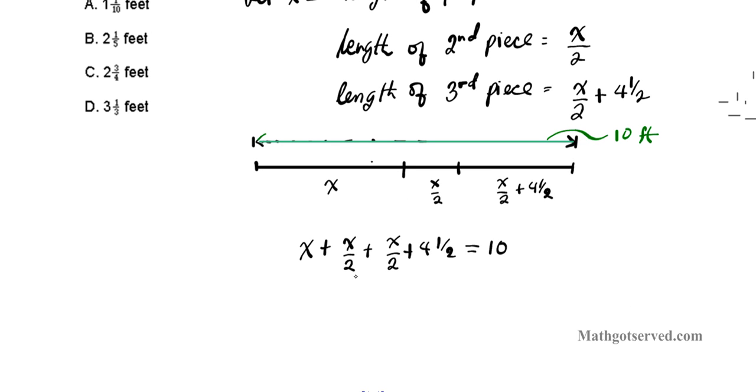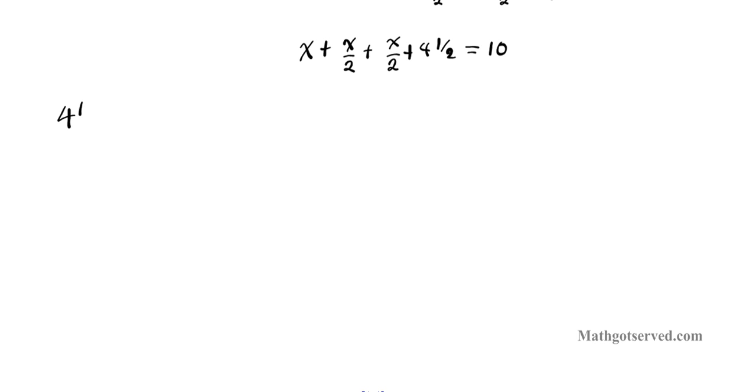All right, so let's see. How do we solve this? This 4.5 right here is not a variable, so how about we move it? Let's express it as an improper fraction first, and then we'll move it to the right side, okay? So what is 4.5 as an improper fraction? You multiply the denominator by the whole number and add it to the numerator, right? So 4 times 2 is 8, plus 1 is 9 over 2. All right, so we have x plus x over 2 plus x over 2 plus 9 over 2 equals 10.